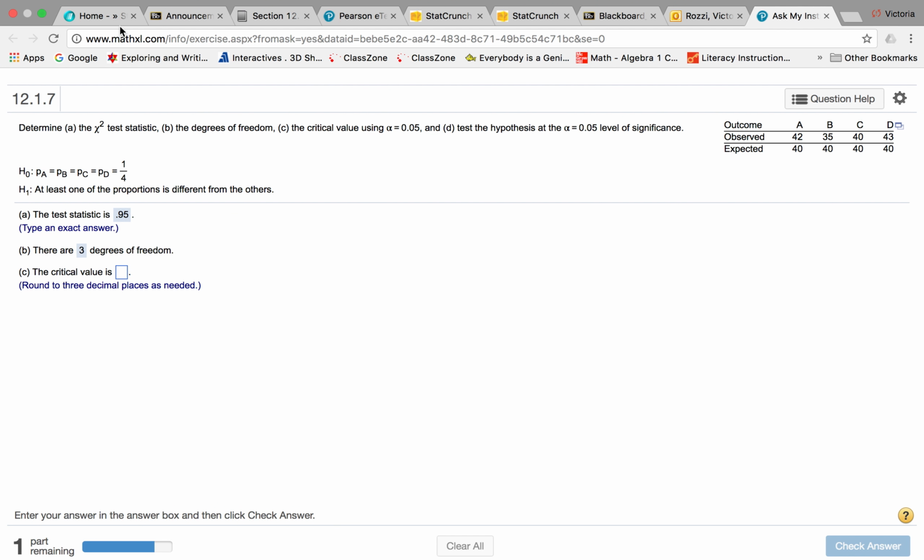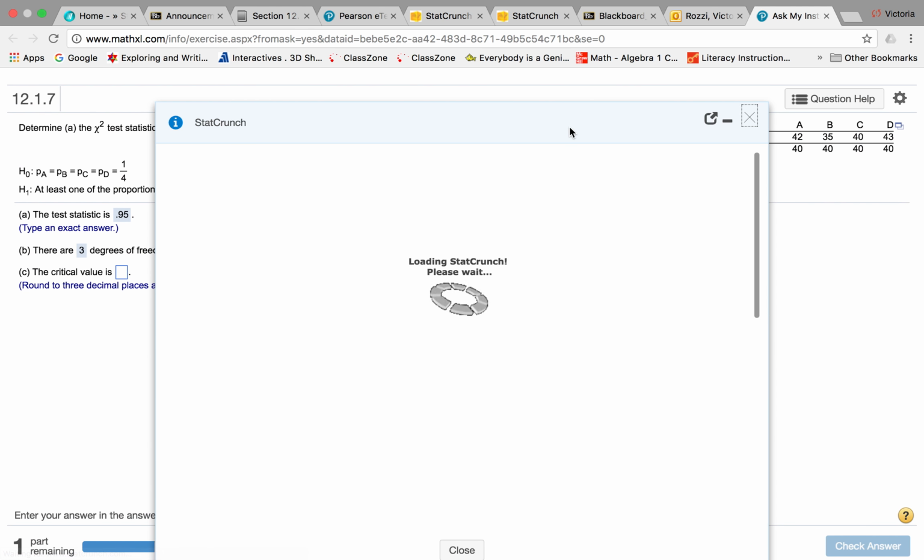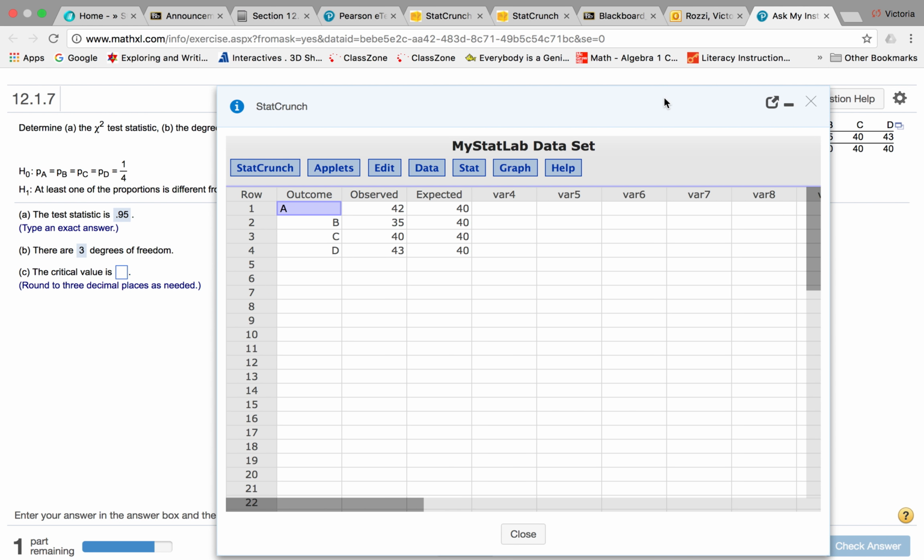So first of all, we need to determine the chi-square test statistic, the degrees of freedom, the critical value using alpha at 0.05, and we need to test the hypothesis that alpha equals 0.05 as well. So we have a lot to do here. And the nice thing is they gave you this table over here, and when you have this nice little box, that means that we can open this in StatCrunch really easily. So I'm going to open this in StatCrunch, and we'll take a look at how we can have StatCrunch help us. So we're going to run two different things in StatCrunch.